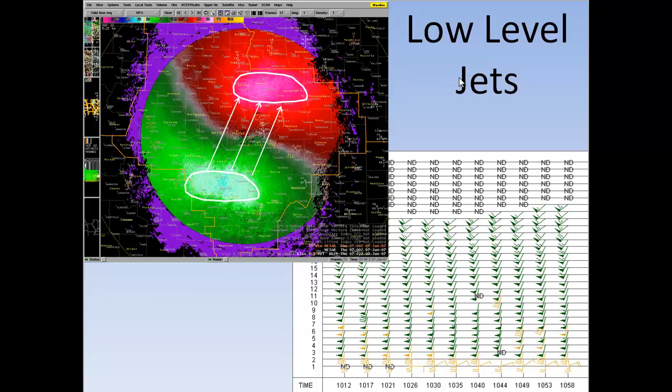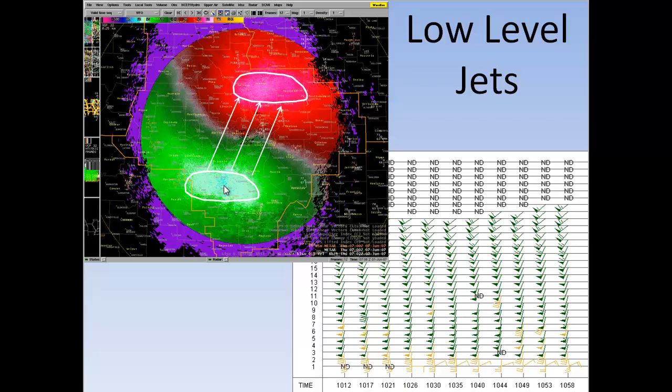Low-level jets are something else you can see on radar. In this case, we had a low-level jet moving from the south-southwest to the north-northeast. This is a plan view of velocity. Greens are inbound towards the radar, reds are outbound. This is again a 50-knot low-level jet right about 5,000 feet off the ground.